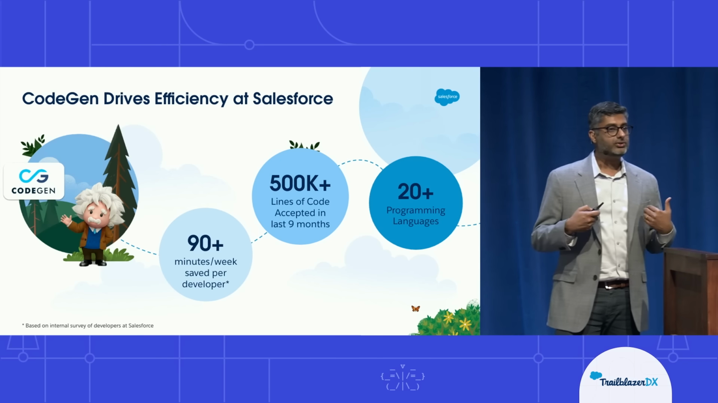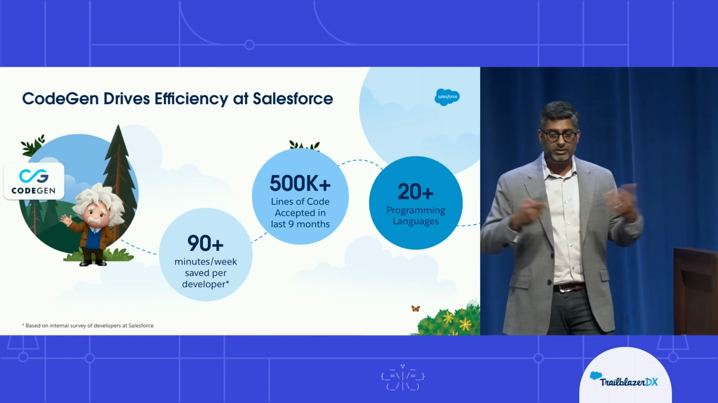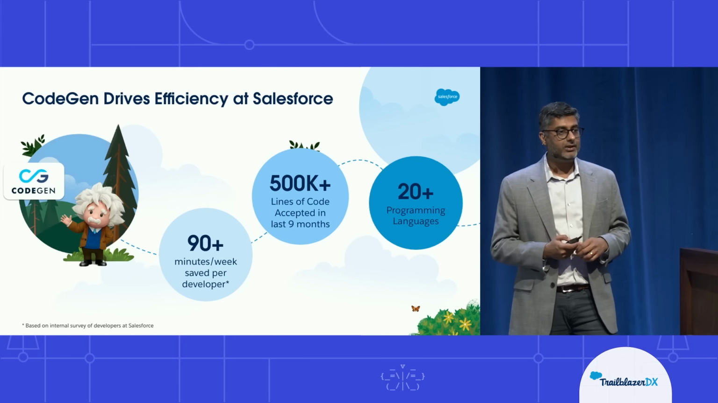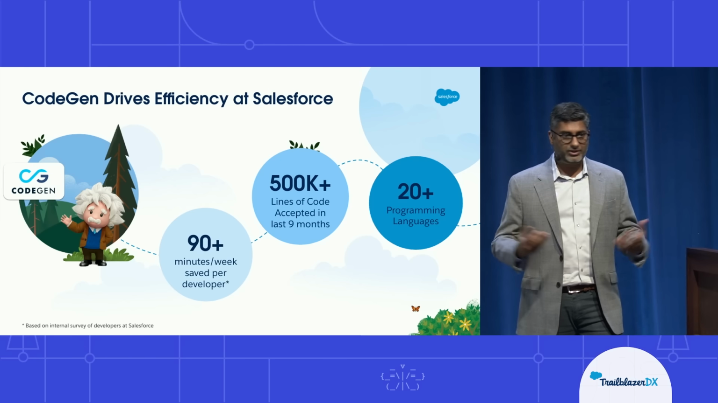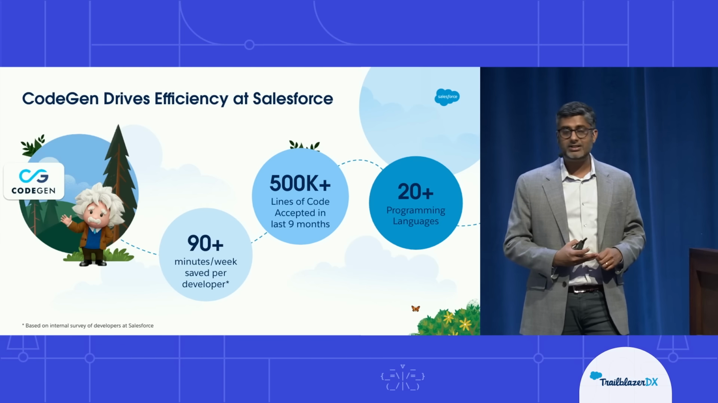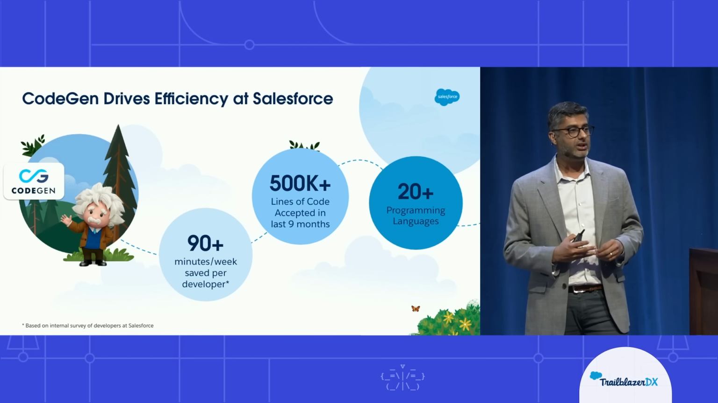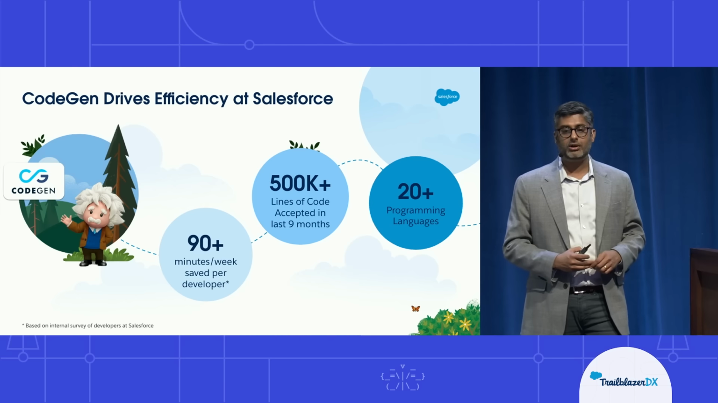Internally at Salesforce, we've been using this model to help our own employees and developers improve their efficiency. We did a survey recently where we asked all our developers what they are thinking about CodeGen and how it's helping them. And it turns out it saves a developer on average 90 minutes a week by using tools powered by this language model.